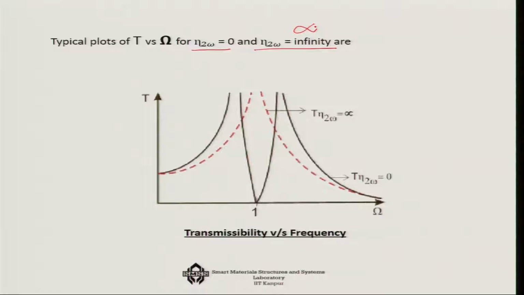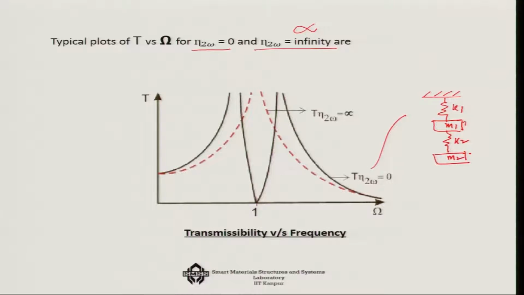So, how will it look? Well, for eta 2 omega equals 0, it would mean that it is like a vibration neutralizer problem, because there is no damping there. So, eta 2 omega equals 0 would behave like k 1 here, m 1 here, k 2 here, with no damping there. That is why I am neglecting k 2 star.